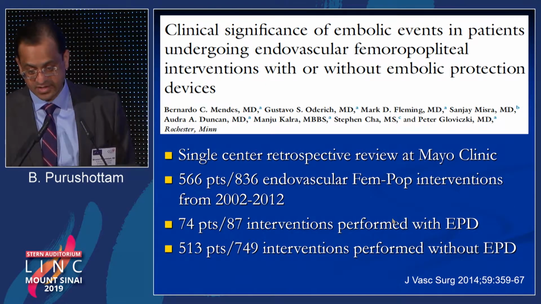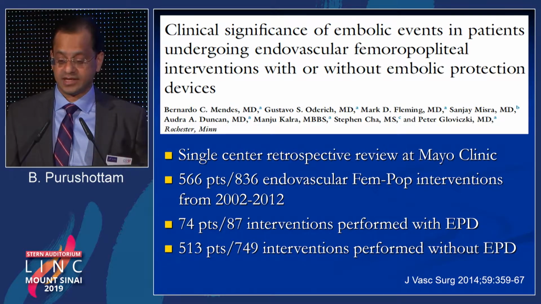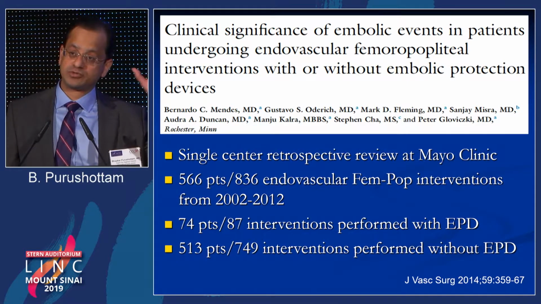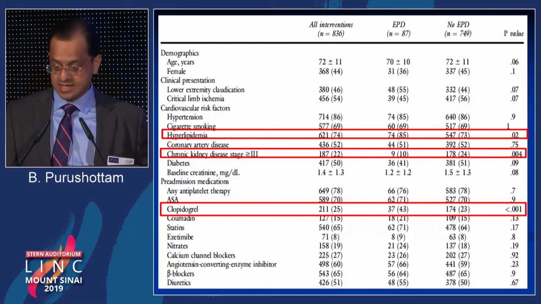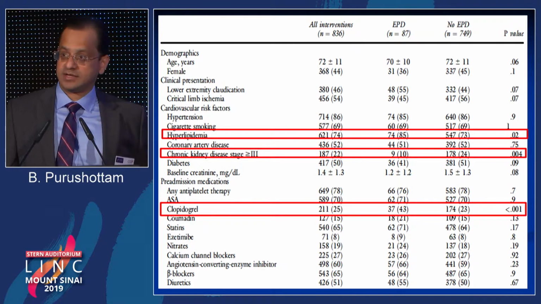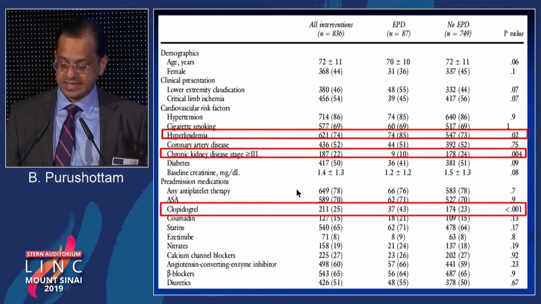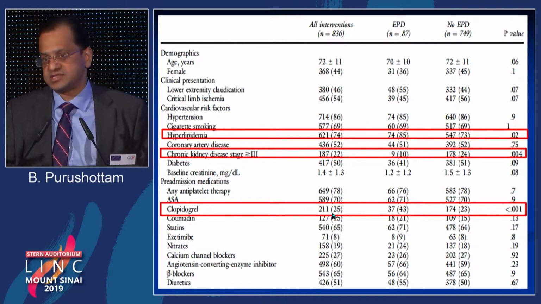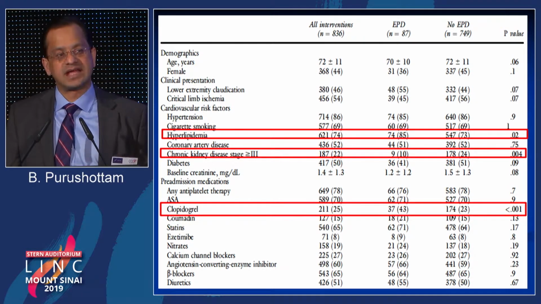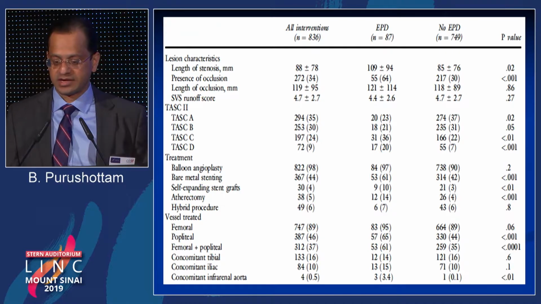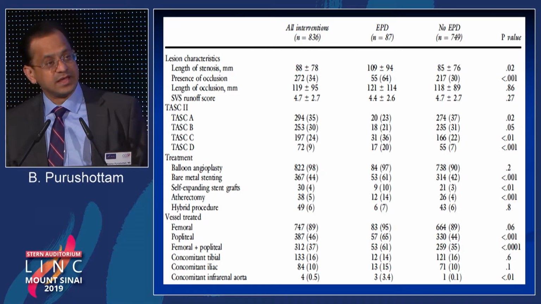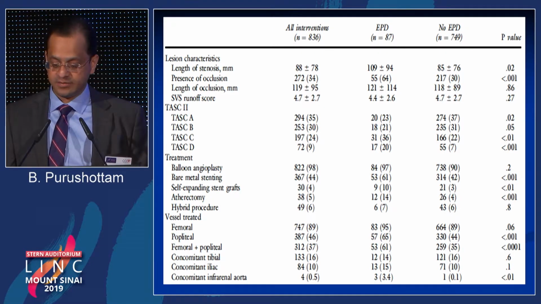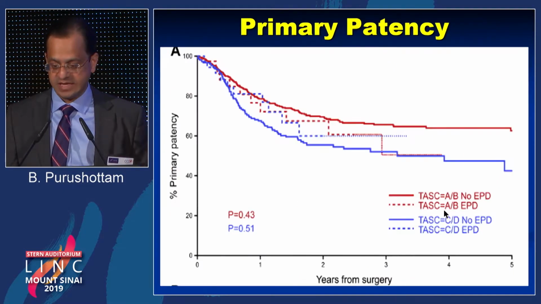This is another retrospective review from Mayo Clinic. They looked at close to 836 interventions and compared patients who received an EPD and those who did not. Those with hyperlipidemia, CKD, and Plavix use had more likelihood of getting an EPD. This could have been just because of more nasty PAD, so they were more inclined to use it. Obviously, if the anatomy looked very unappealing, there was a greater tendency to use the EPD.